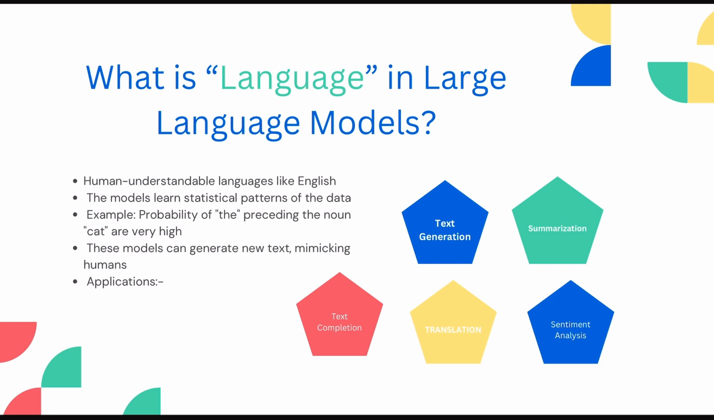Human understandable languages like English, French, Spanish, those are the language part. The models learn statistical patterns of the data, for example, the probability of the word preceding the noun cat is very high. So there is a next word prediction model, as I said, and it learns from those patterns given a word and what is to be predicted. These models can generate new text mimicking humans. The applications of these language models are text generation, summarization, text completion, translation, sentiment analysis, and so on.